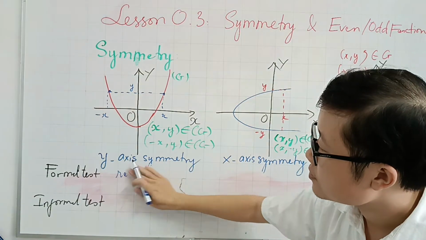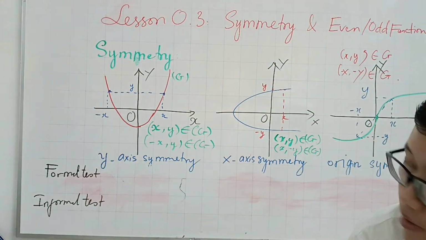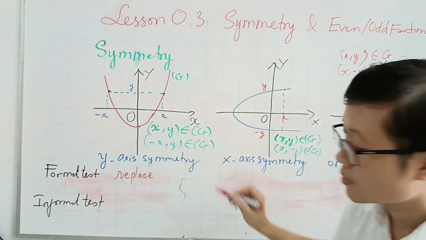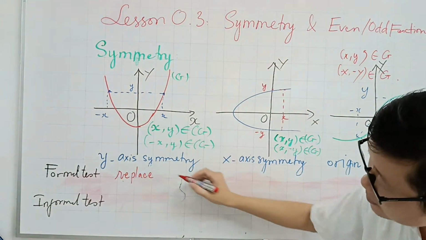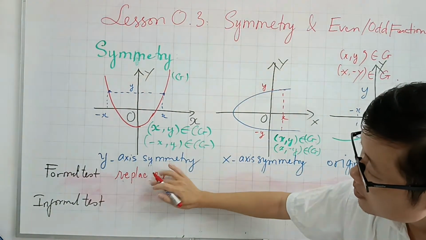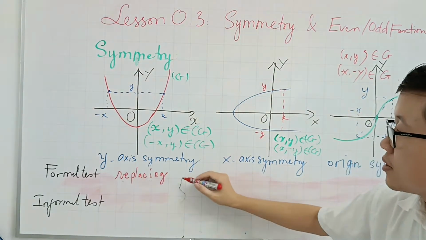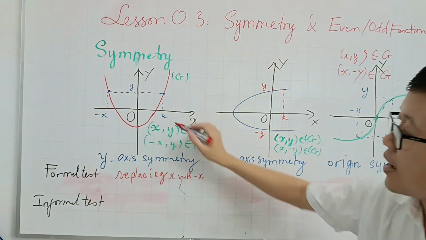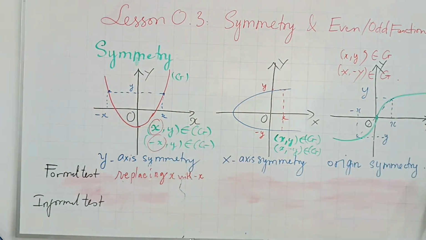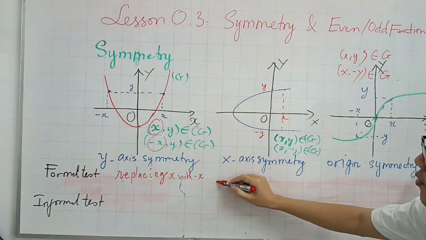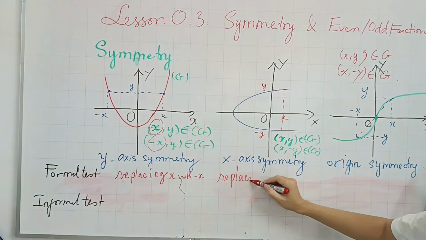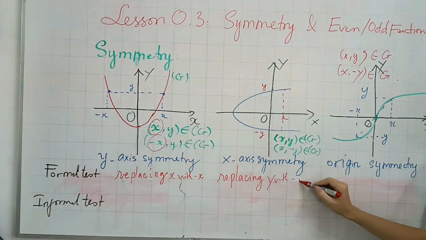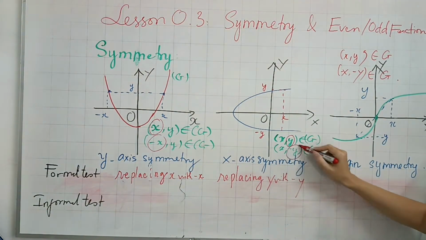Replacing x with negative x. And in x-axis symmetry, we replace y with negative y.